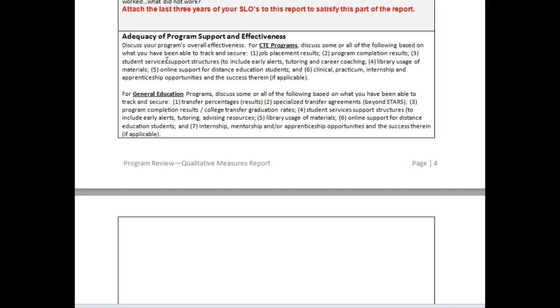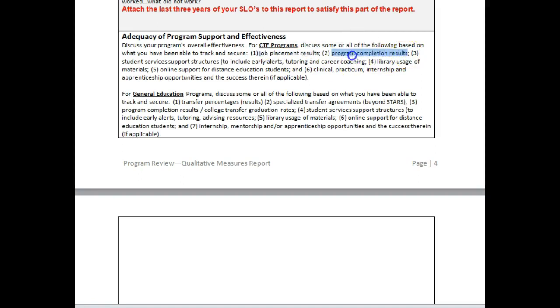For CTE, we're talking about job placement results if you have them. And notice this, discuss some or all. The reason why we put it like that instead of saying all is that we recognize that some programs don't have all of this data, but some do. So it's up to you to decide what you have. Not up to you to decide, it's just based on what you have, right? So the first one is job placement results. If you have those, if you collect that information and you have it, you need to report it.